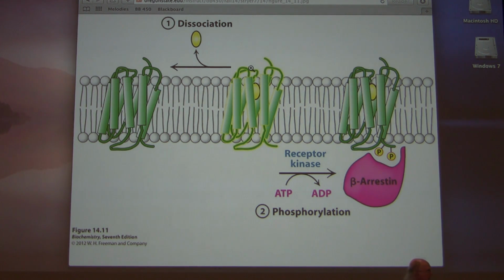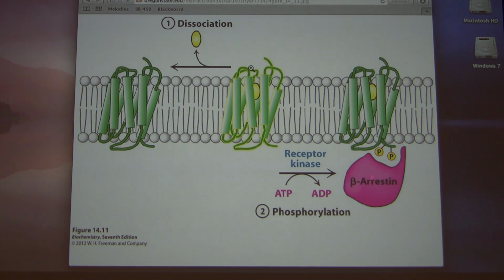So one of the ways of ensuring that that doesn't get stuck in that on mode is the process that you see on the screen. And this is through the action of something called a receptor kinase. A receptor kinase can recognize that this beta-adrenergic receptor is stuck in the on state. And if it detects that, what it will do is it will phosphorylate a couple of sites on the inside of the cell. Remember, this is the outside above and the inside below. It'll phosphorylate a couple of sites on that beta-adrenergic receptor, putting phosphates onto some amino acids in the adrenergic receptor.